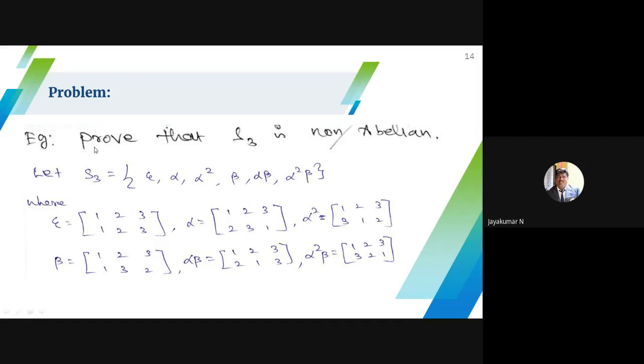Suppose the 8 mark problem is prove that S3 is non-abelian, meaning let A equal to {1, 2, 3}. Then write the permutations. Collect all 6 permutations, denoted by the set S3. My ultimate aim is to show that S3 with composition forms a non-abelian group. So I just collect all 6 permutations.